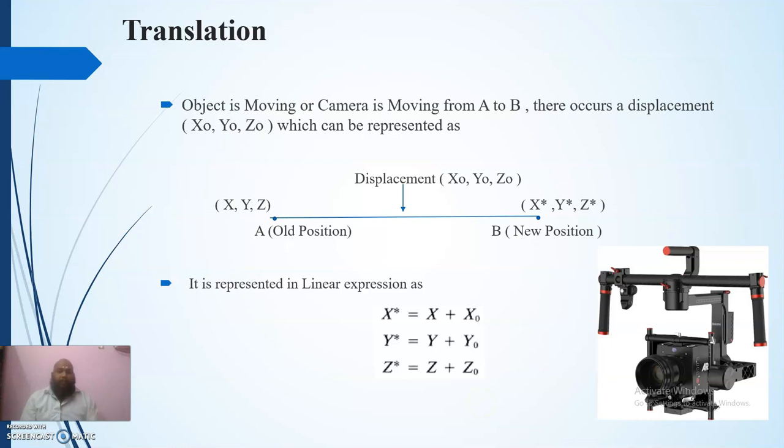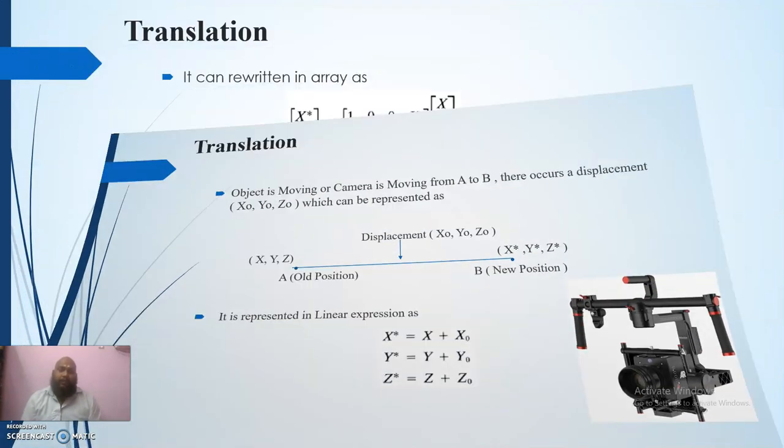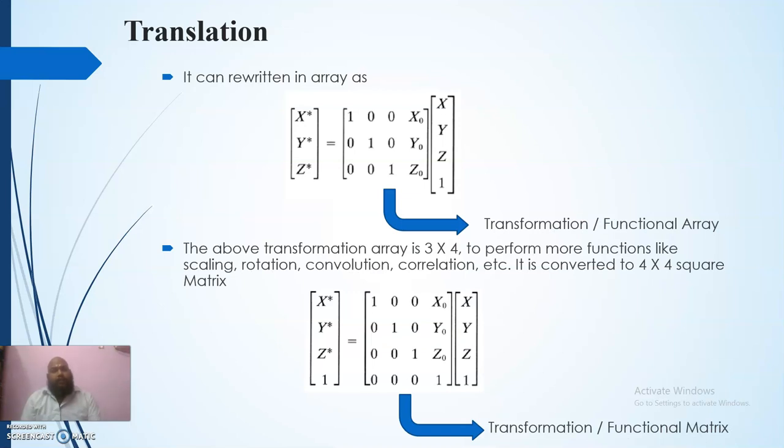Now for the purpose of mathematical computation, we need to convert this into an array. It can be rewritten in array form, and from that we can get the functional array for translation. Since an array has only limited functionalities, if we convert this to a matrix, more functionalities can be carried out.